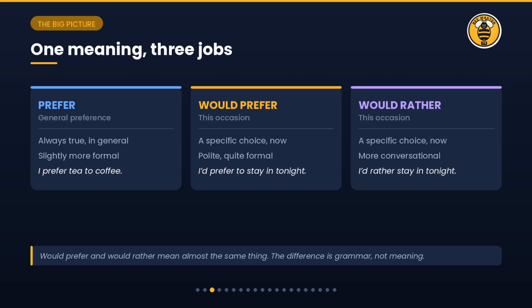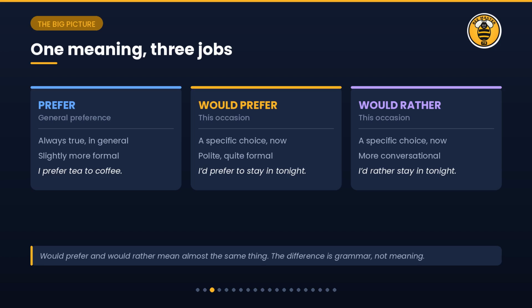Start with the big picture. Prefer on its own describes a general preference, something that is true about you in general. I prefer tea to coffee. Would prefer and would rather describe a choice on one specific occasion, right now, tonight, today. I'd prefer to stay in tonight. I'd rather stay in tonight.